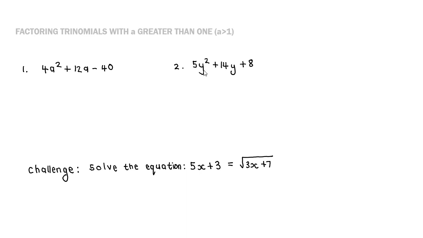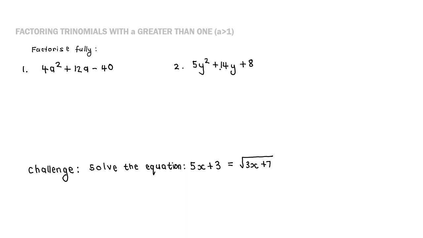Notice that these are still trinomials. You don't always have to have an x over here; you can have any variable. In this first one we have a variable a, and in the second one we have a variable y. Still the same procedure. The instruction is to factorize fully again.